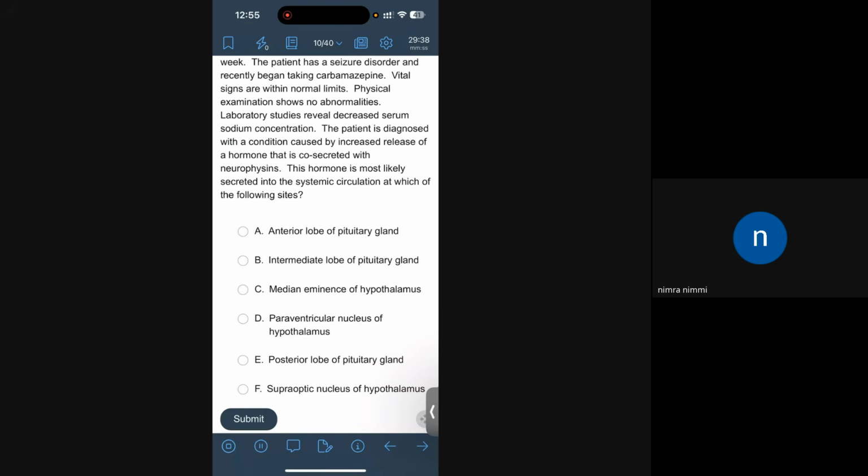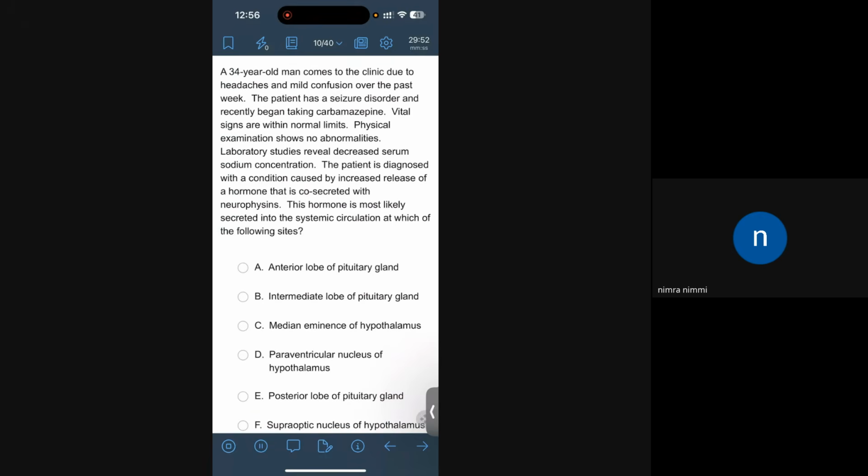This hormone is most likely secreted in which of the following sites? We first have to find out the hormone, so the question must have given some clue regarding that hormone. The patient has headache and mild confusion. Has a seizure disorder, taking carbamazepine. Physical examination shows no abnormalities. Decreased sodium concentration.